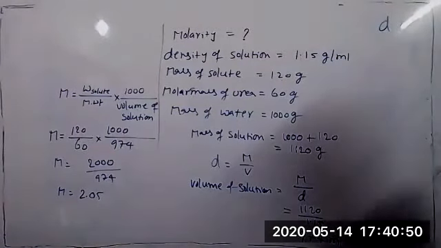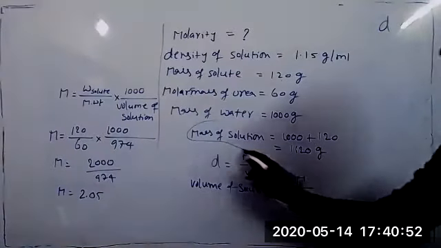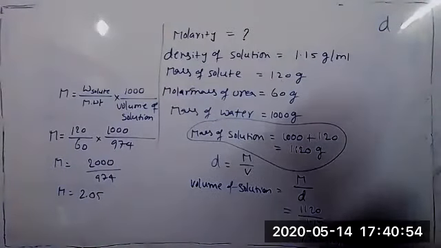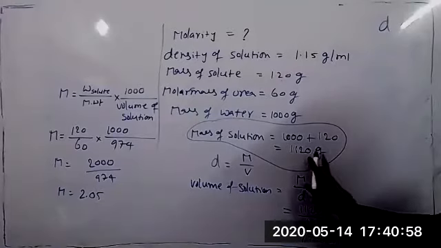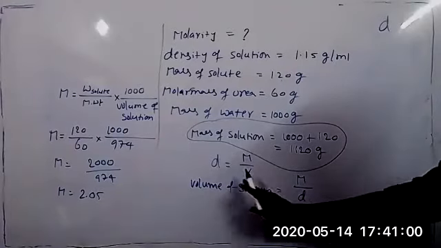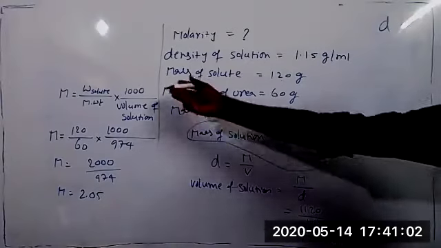Okay, very easy question, but a little confusing here. The mass of solution we have to take. That is, mass of solvent plus mass of solute gives the mass of solution. That value we substitute in the density formula. We will get the volume of solution, then directly substitute in the formula.